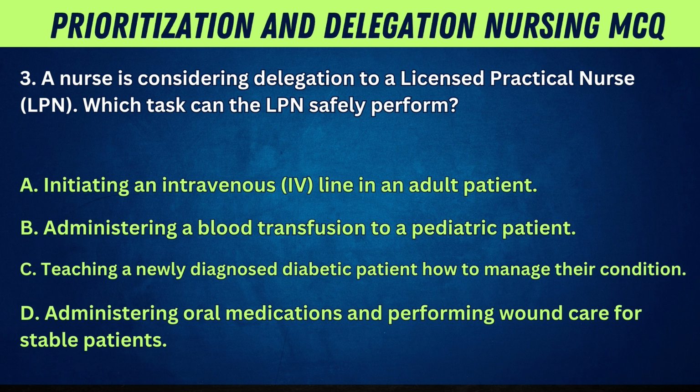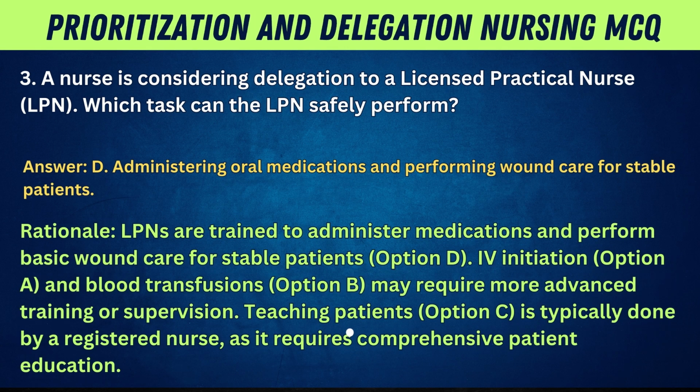Which task can the LPN safely perform? A. Initiating an intravenous line in an adult patient. B. Administering a blood transfusion to a pediatric patient. C. Teaching a newly diagnosed diabetic patient how to manage their condition. D. Administering oral medications and performing wound care for stable patients. Answer: D. Administering oral medications and performing wound care for stable patients.